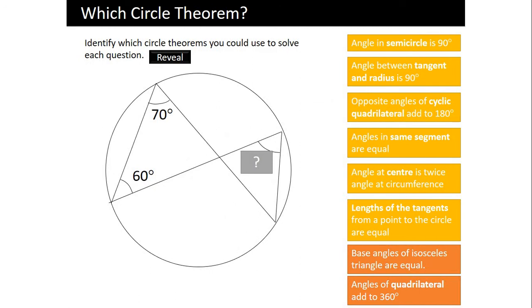Pause the video while you have a look at this question. So this asks us to identify again which circle theorems. So this is angles in the same segment are equal.